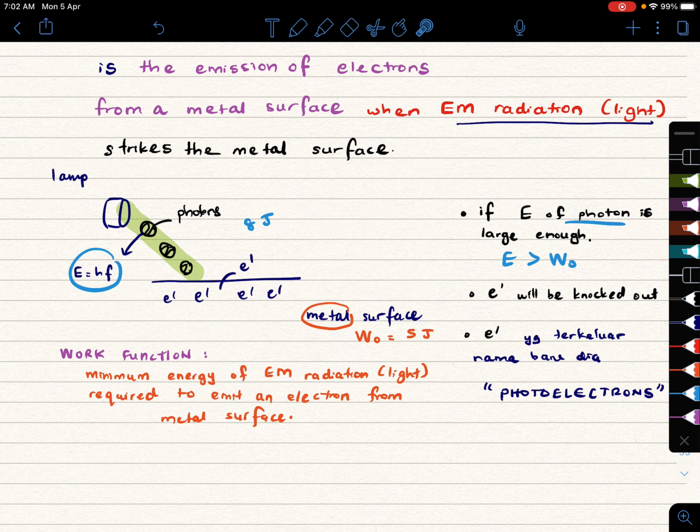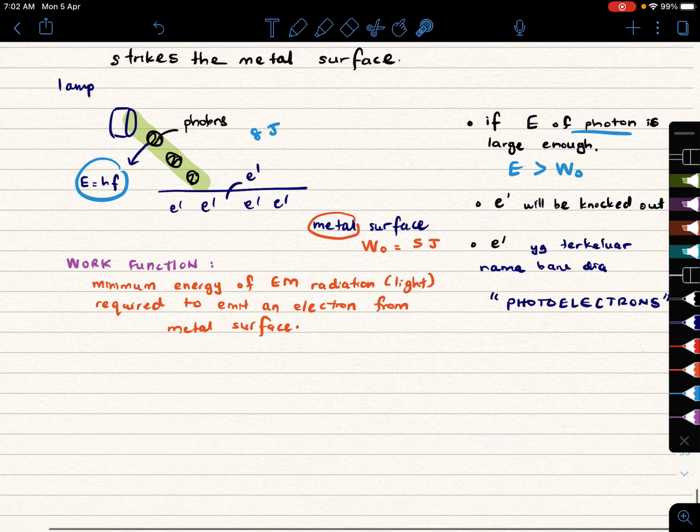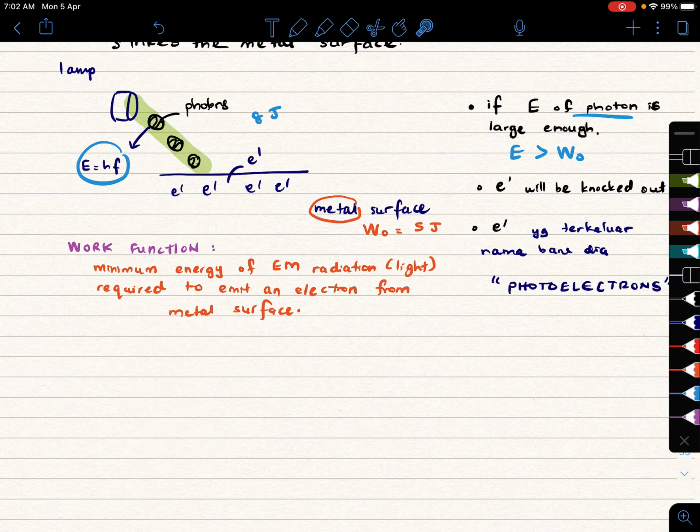Itu apa itu work function? Work function lah minimum energy required to emit an electron, okay. And it depends on the metal. Sometimes metal tu dia punya work function adalah 10 joule. So tengok energy of the photon ni yang semua ni cukup tak untuk keluarkan elektron kamu ni kan. Okay, so that is what we call as a work function lah.